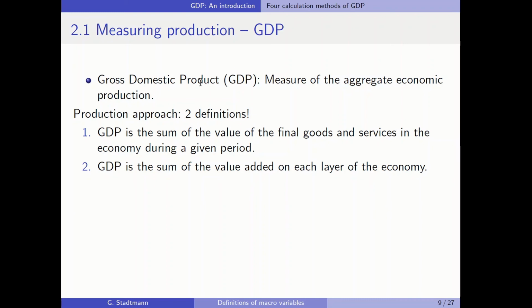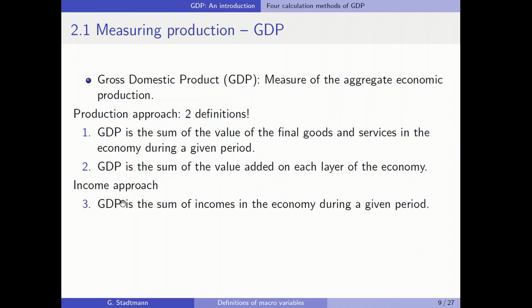But we have more precise definitions of the GDP, and there is a so-called production approach, and there we have two definitions. Definition number one: GDP is the sum of the value of the final goods and services which are produced in one economy in a given period, like in a year. Second definition: GDP is also the sum of the value added on each layer of the economy.